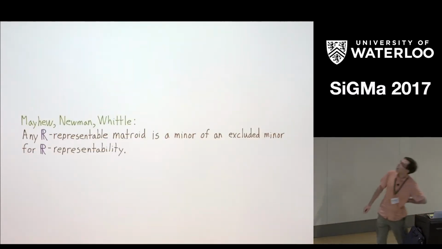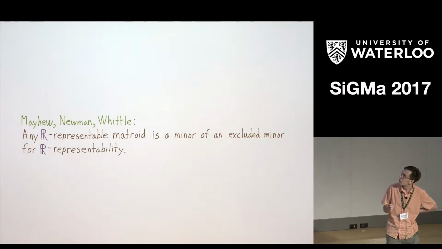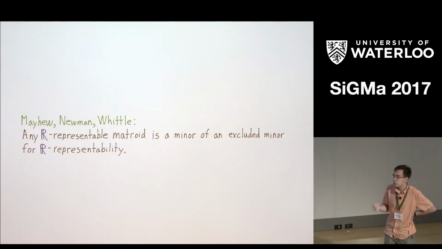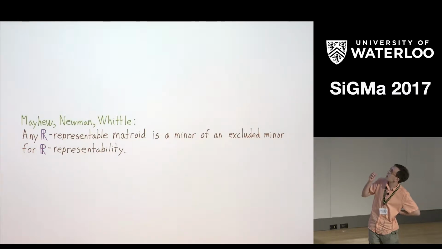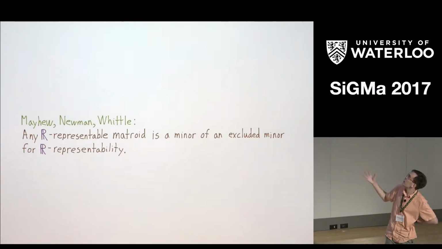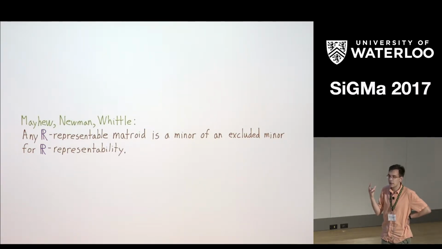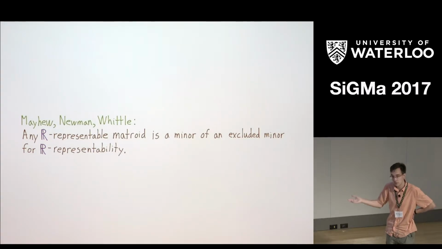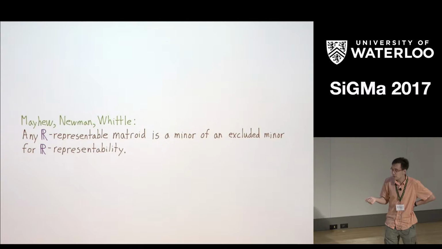However, we have this remarkable result due to Mayhew, Newman, and Whittle, which says that any real representable matroid is a minor of an excluded minor for real representability. So this suggests that the class of excluded minors for real representability is at least as wild as the class of real representable matroids themselves. So this is already vastly different than over finite fields.